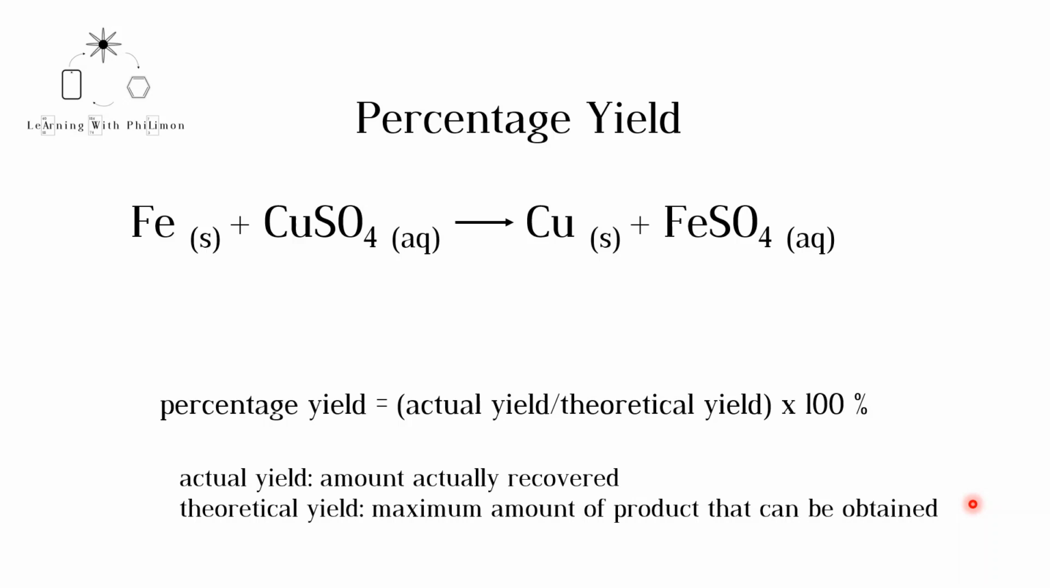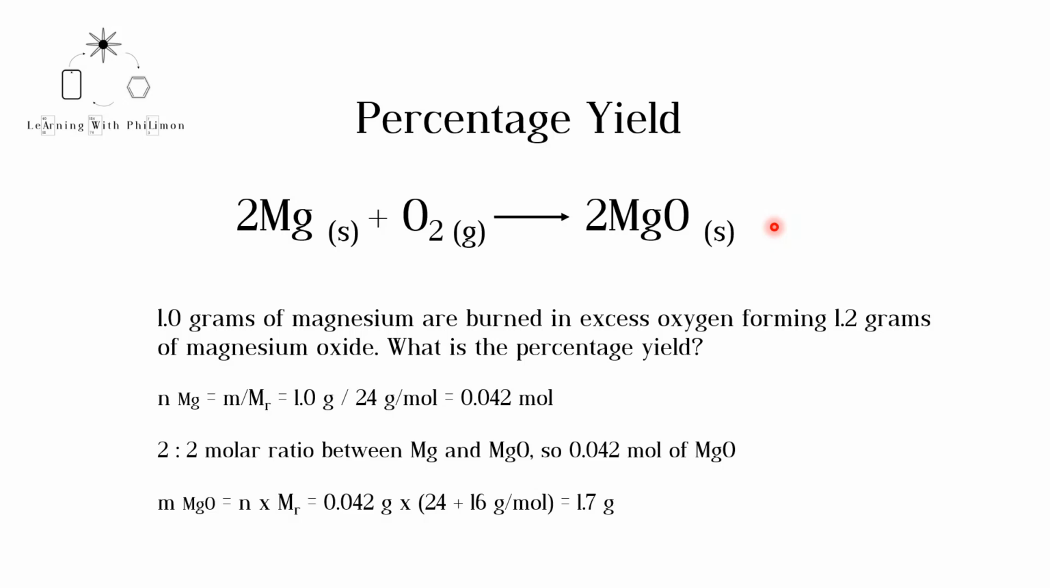Now let's see how this equation can be applied in a stoichiometry question. A typical question on percentage yield would look like this. 1.0 grams of magnesium, Mg, are burned in excess oxygen, O2, forming 1.2 grams of magnesium oxide, MgO. What is the percentage yield? The amount obtained experimentally is 1.2 grams, so this is the actual yield. Now we need to calculate the theoretical yield.